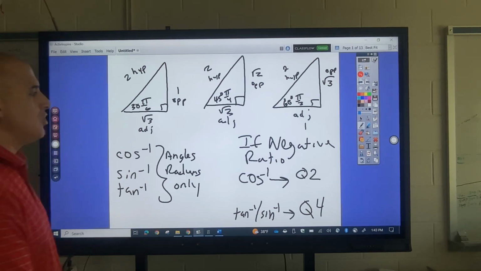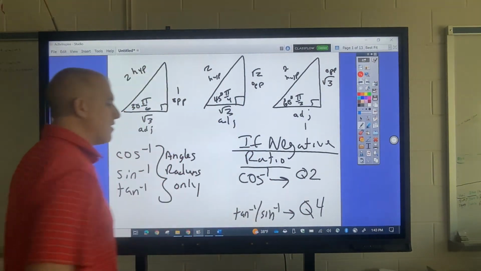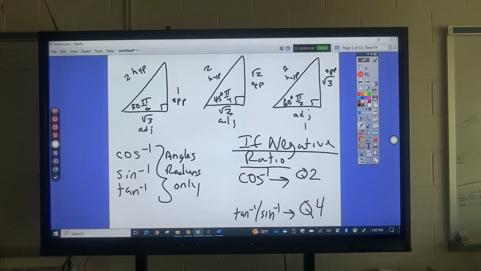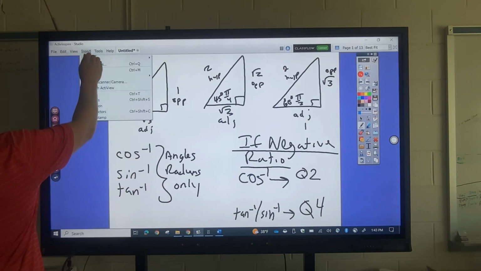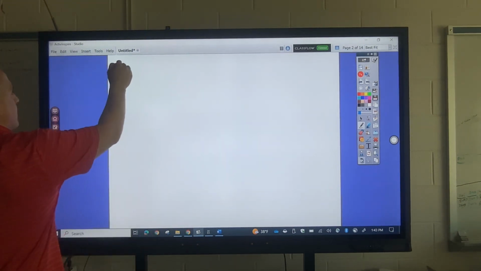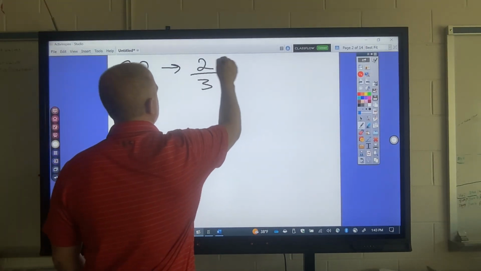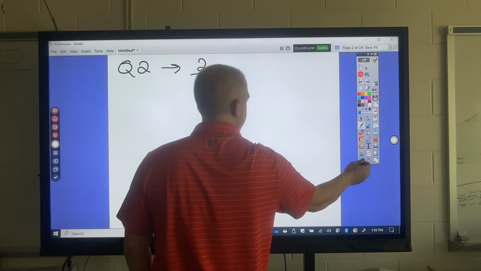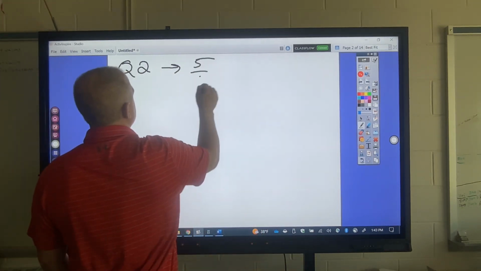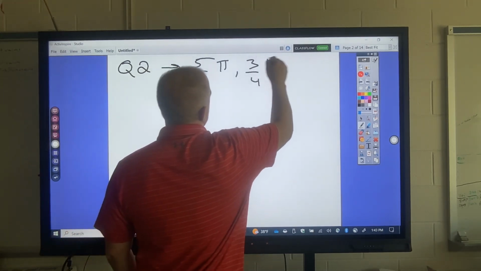Okay, now the only issue you run into is if you get a negative ratio. If you get a negative ratio, you're going to use quadrant 2 for the cosine one, or quadrant 4 for tangent and sine. If you're using quadrant 2, a couple things. Let me use the 6 first. It's going to be 5 pi over 6, 3 pi over 4, and 2 pi over 3.